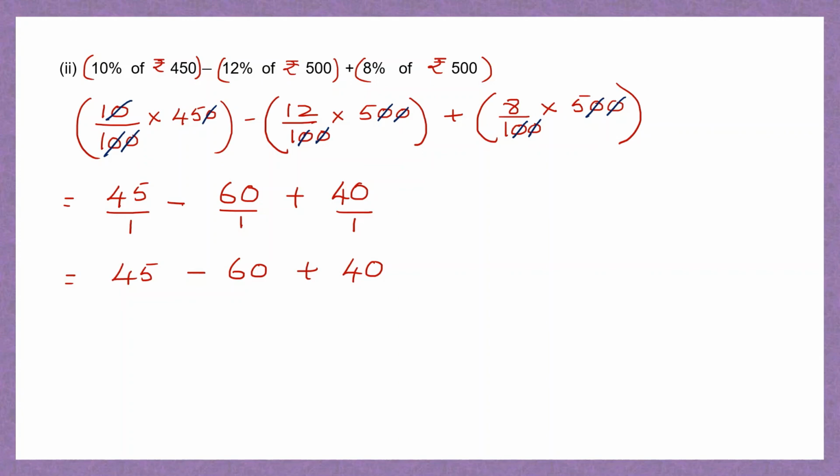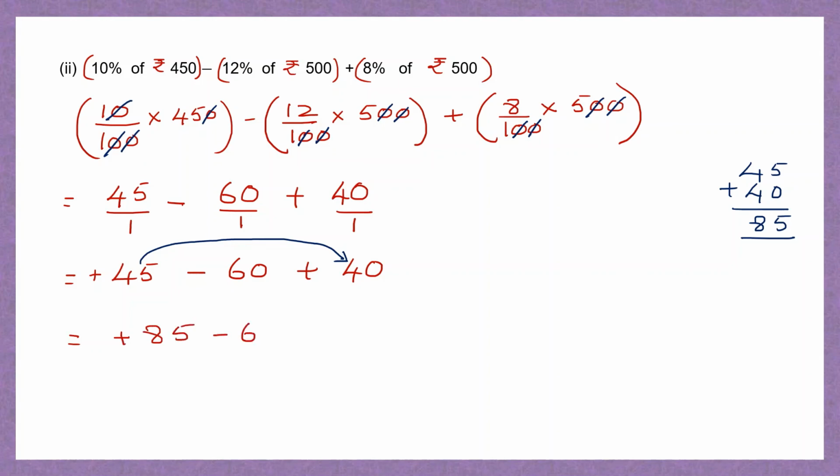Okay, now when we have plus and minus signs, let's add up the numbers that have the plus signs. Plus 45 and plus 40 we are going to add. So 45 plus 40 is 85. So this will be 85 minus 60. So 85 minus 60, we'll subtract it here. 5, 8 minus 6 is 2, 25. So here we get 25 and the unit is rupees.